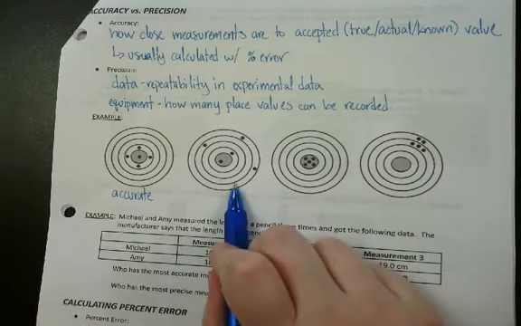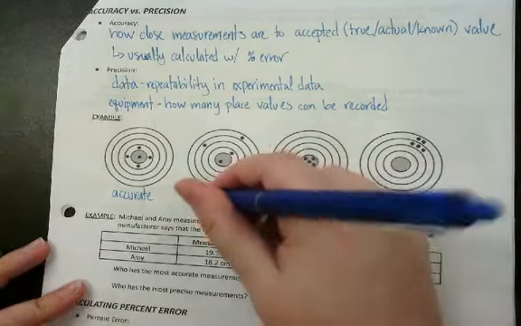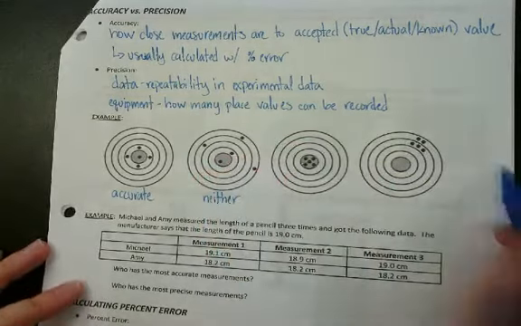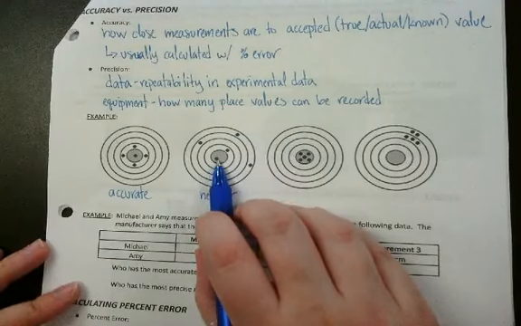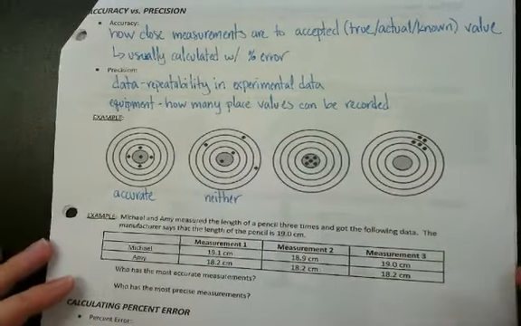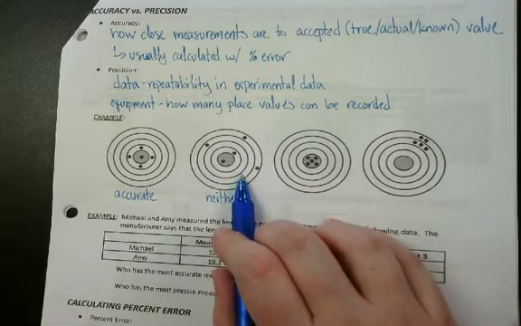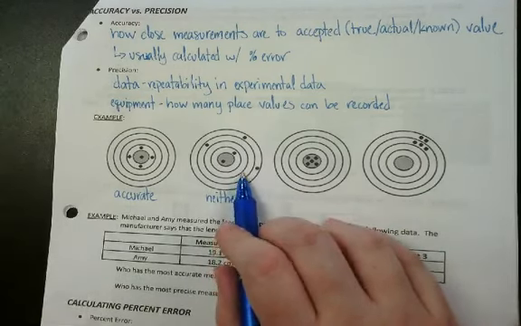What do you think this is? Yeah, neither. They weren't precise or accurate. Yeah, they got one in the bullseye, but the rest of them are spread all over the place. This might be me if I'm throwing things at a bullseye. However, odds are I probably wouldn't even hit it.